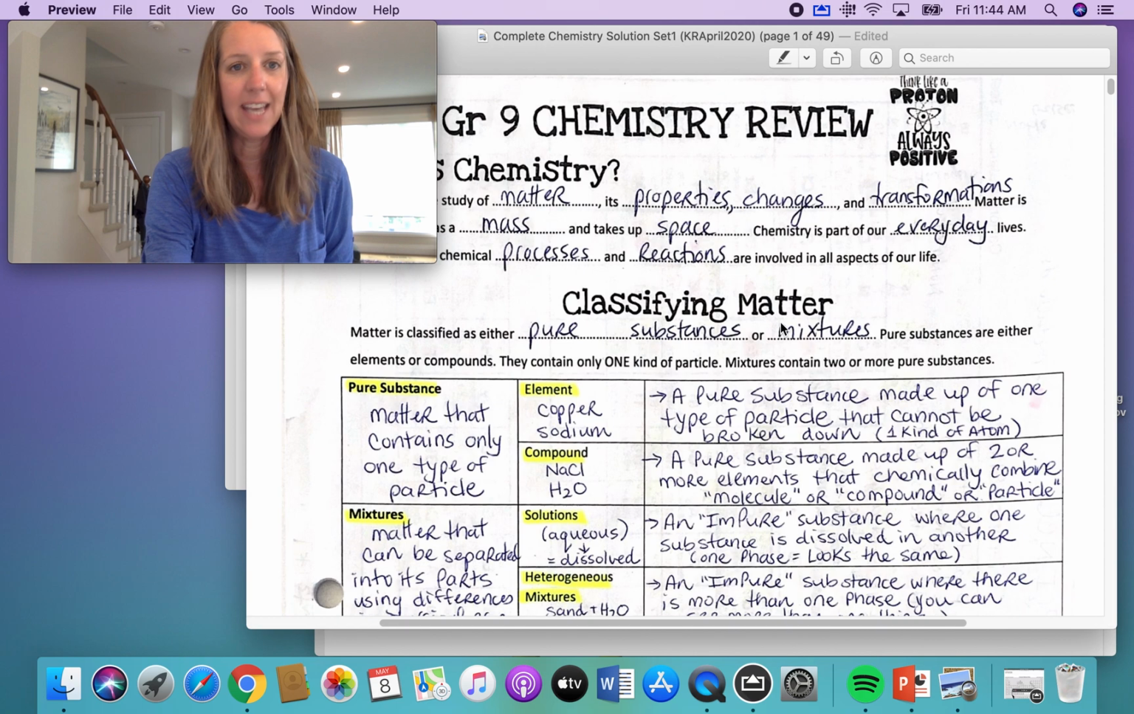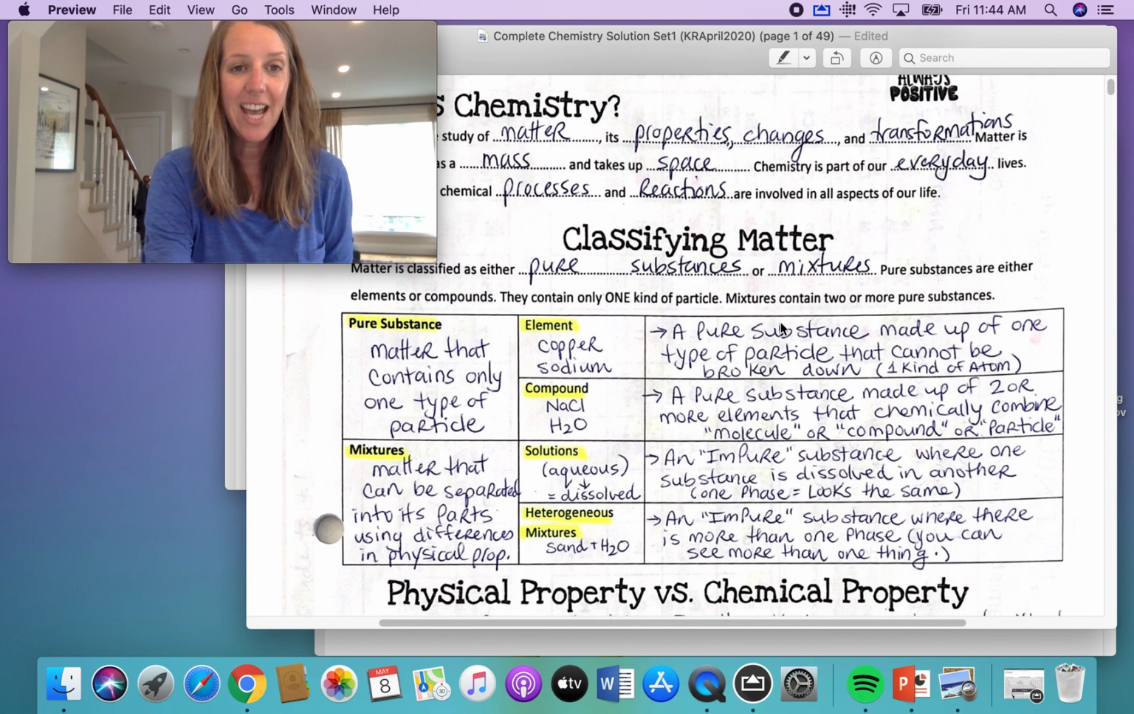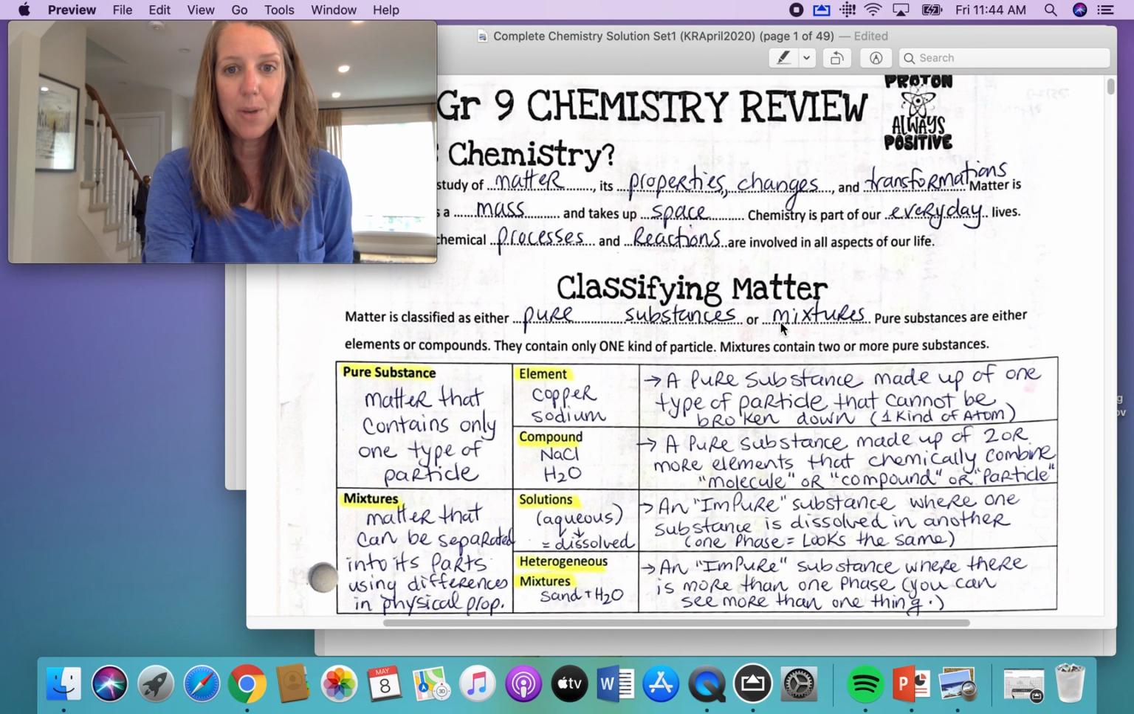of matter and a chemical property of matter? Well, it comes down to what it looks like and how it reacts. Okay, do you remember what matter is? Matter is a pure substance. It could be a pure substance like an element or a compound, or matter can be a mixture.